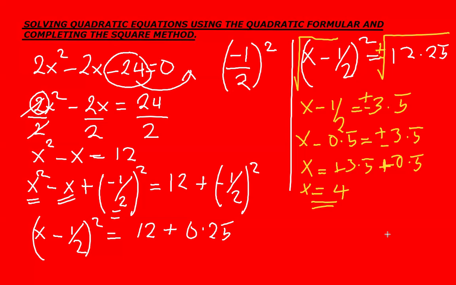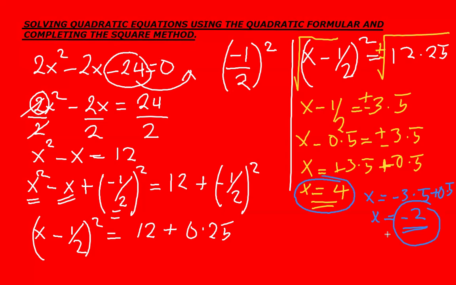The second solution for x becomes x is equal to negative 3.5 plus 0.5. And that is going to give us, what's the answer? Negative 3.5 plus 0.5. We get negative 2. So the second solution for x is negative 2. And there we have it. x is equal to negative 2, or x is equal to 4.